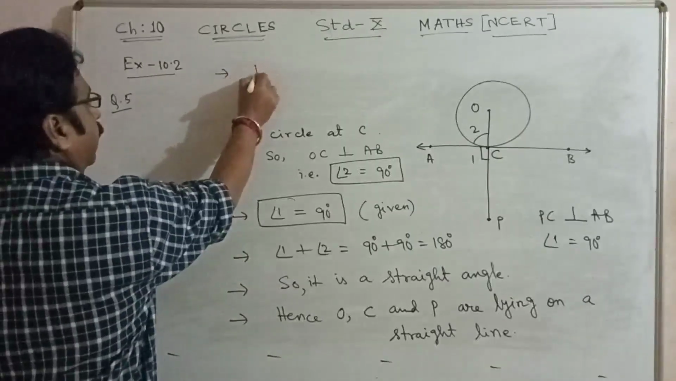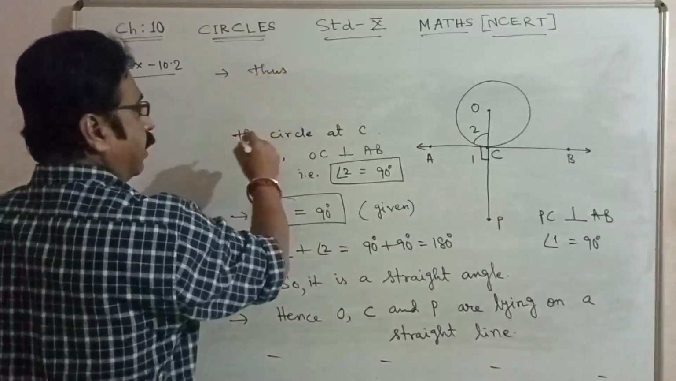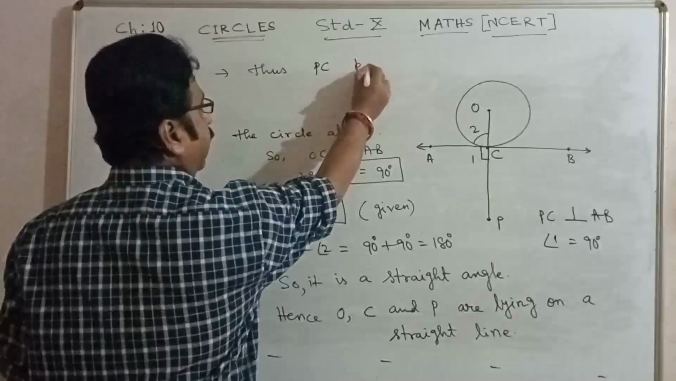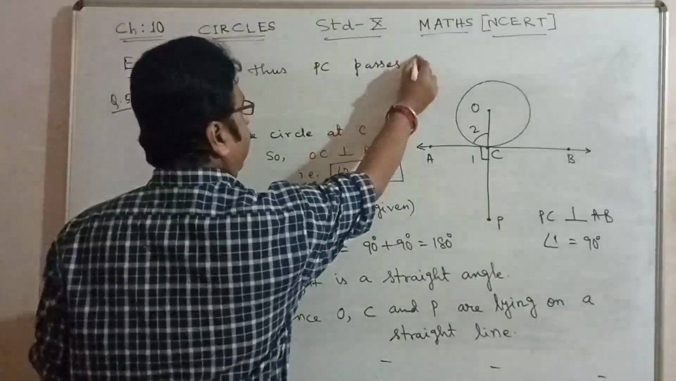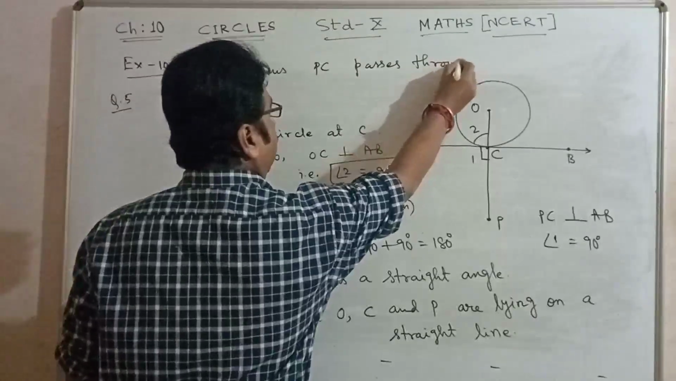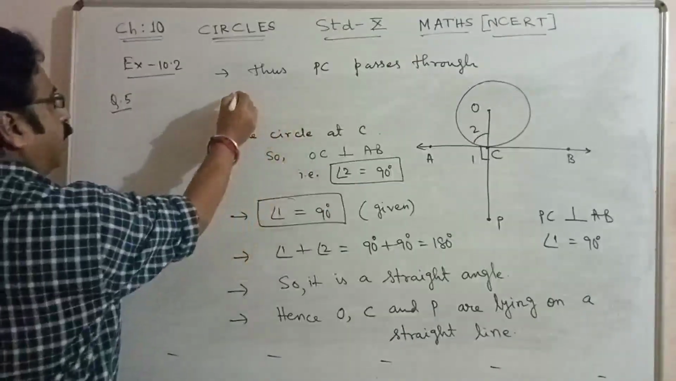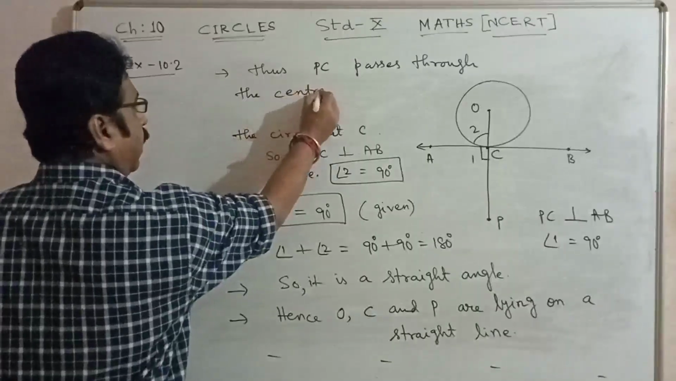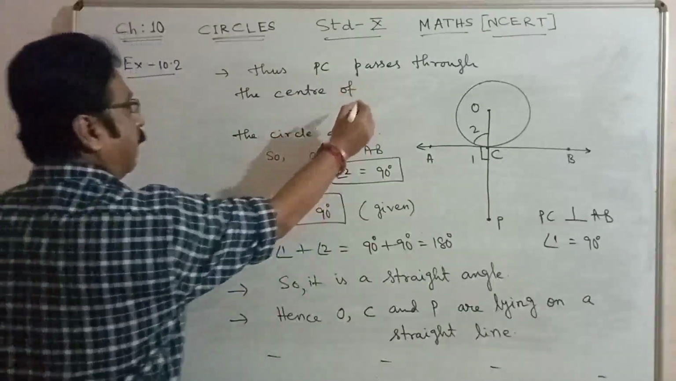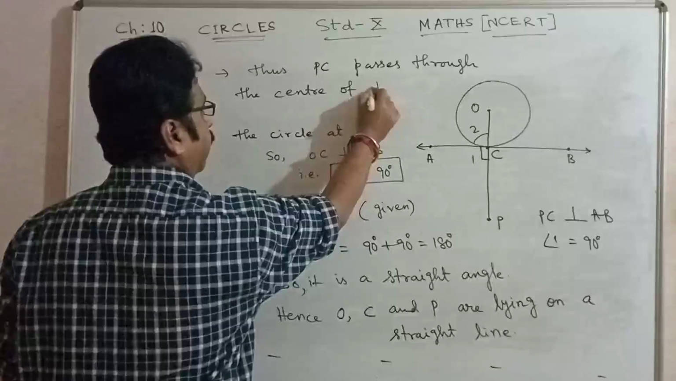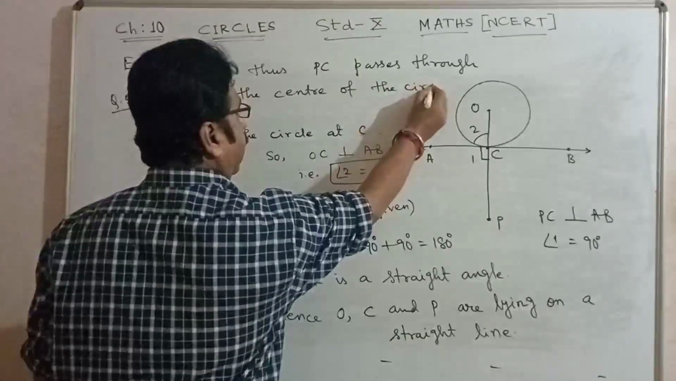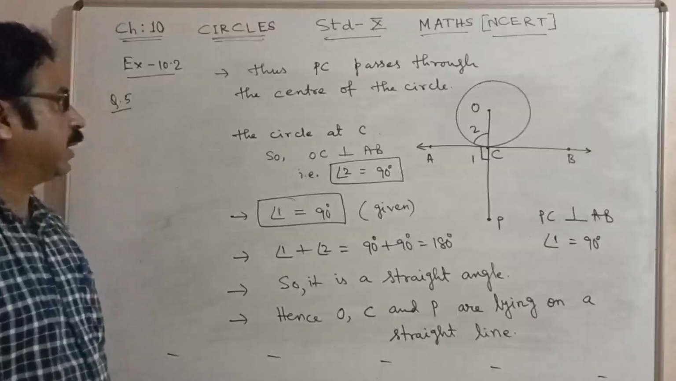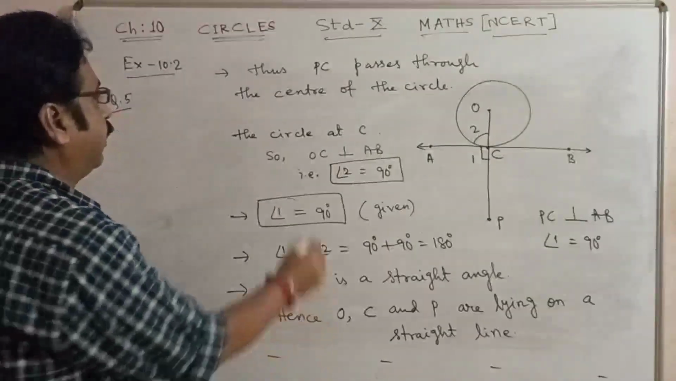Thus, PC passes through the center of the circle. PC passes through the center O of the circle. Hence, proved.